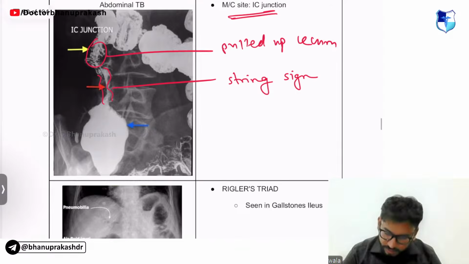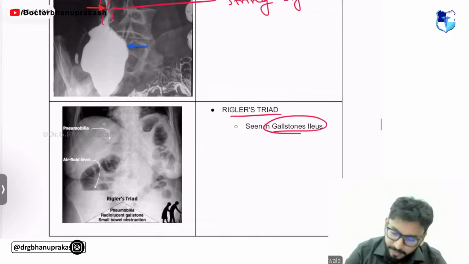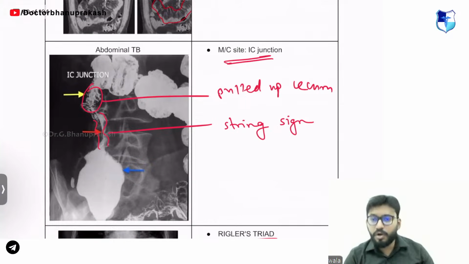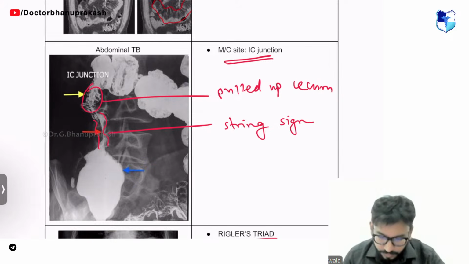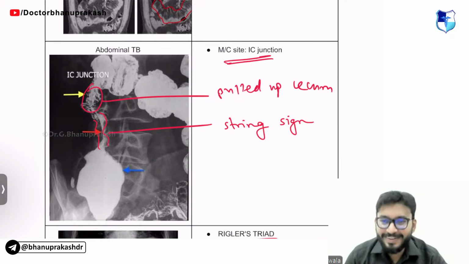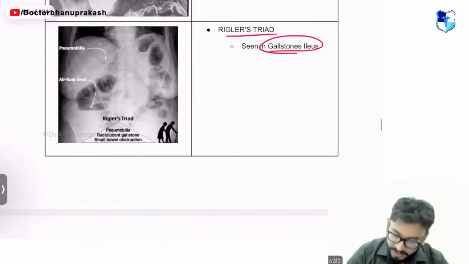Rigler's triad is seen in gallstone ileus. Can anyone tell me, without looking, what is Rigler's triad? Come on, anyone? Fast. We don't have much time, guys. We have a lot to cover. Not much is left though, only the important stuff. Don't worry. What is Rigler's triad? Yes, this is Rigler's triad.